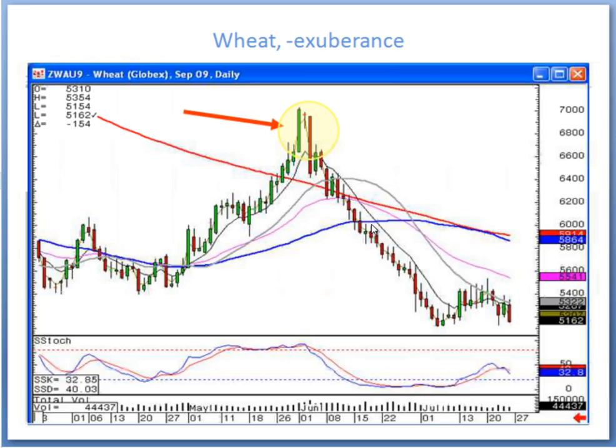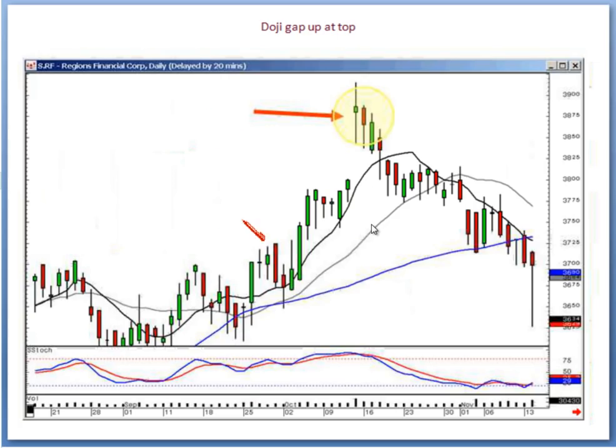And what causes exuberance at the top? You see it gap up in the overbought condition. Now, if it gapped up and opened here and closed here, yeah, they're still buying. Gaps up and it does a doji, that's a completely different story. That's telling you there's indecision up here. Get ready to take profits.